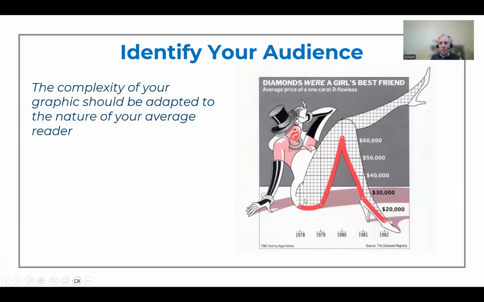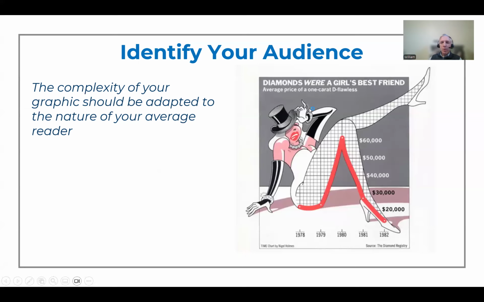So it's intended as essentially a line chart, and it's talking about diamonds being a girl's best friend. So in 78 they were here and they rose up to almost 80,000 in 1980. And then they started dropping off pretty precariously to where in 1982 they were 20,000. This is the average price of a 1 carat D flawless diamond. So if you Google chart junk, this chart very often comes up. And I'm going to argue that while this is chart junk, it might be very effective.